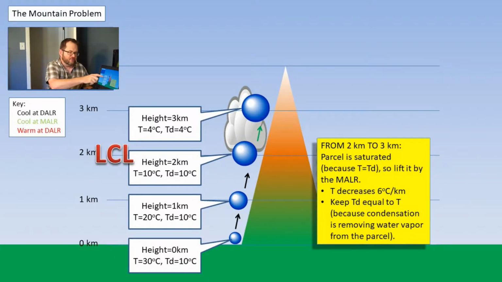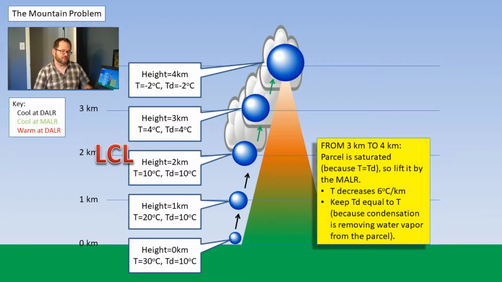The dew point will now be equal to the air temperature. We have gotten rid of enough water vapor to change the dew point from 10 degrees Celsius at a height of 2 kilometers to a dew point of 4 degrees Celsius at 3 kilometers. Let me give you just a rule of thumb here. On the windward side of the mountain on a mountain problem, just keep the dew point equal to the temperature once you're at the lifted condensation level. So now that we're above the lifted condensation level at 3 kilometers, go ahead and just keep the dew point equal to the air temperature. That's a way to remember that.